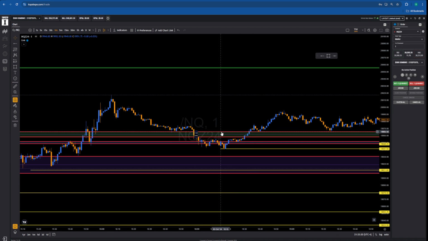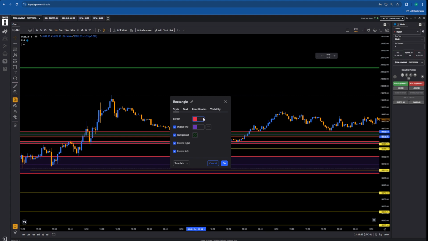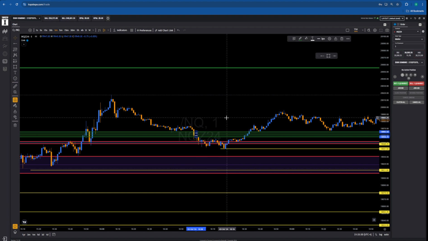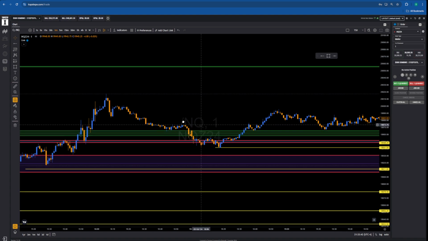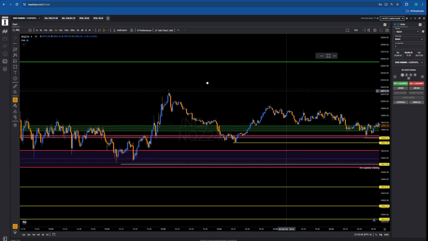So let me just mark this as green as well, the borders, this as well green. So basically we attach the close where the market closed on the 3rd, and then how it opened on the 4th at 6 p.m.